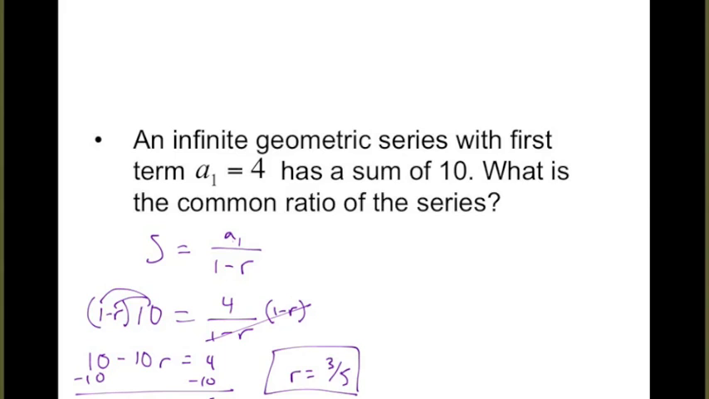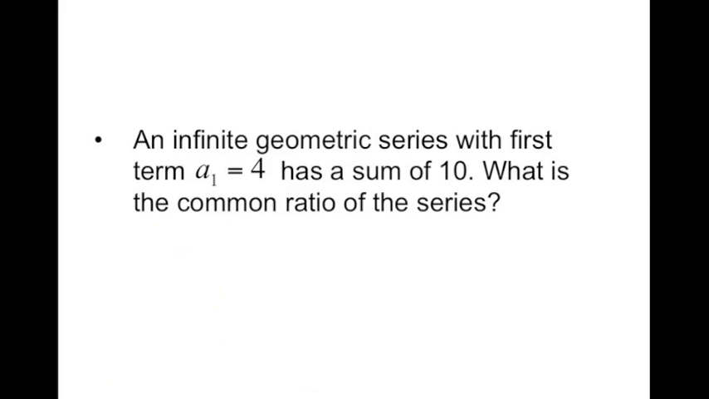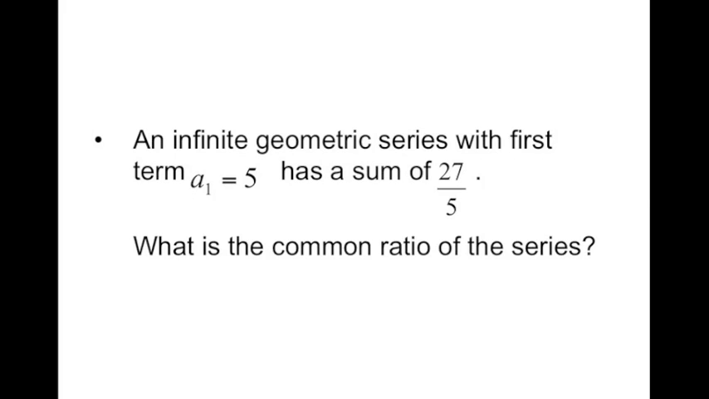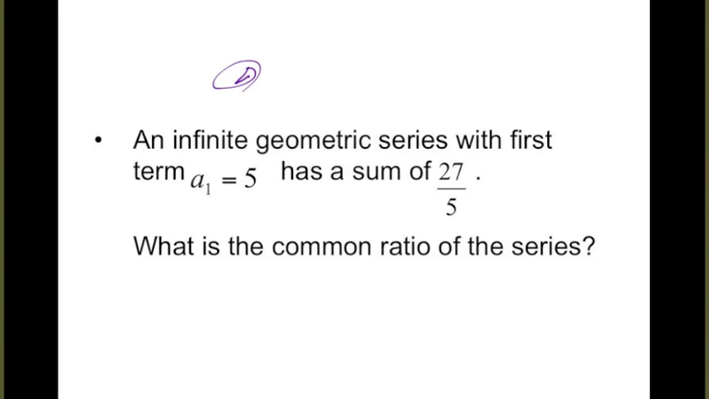Questions? Go ahead and try this one. Alright, so this one, we're going to use our sum formula. We're told that our sum is 27 over 5. Our A sub 1 is 5. And we're looking for R.